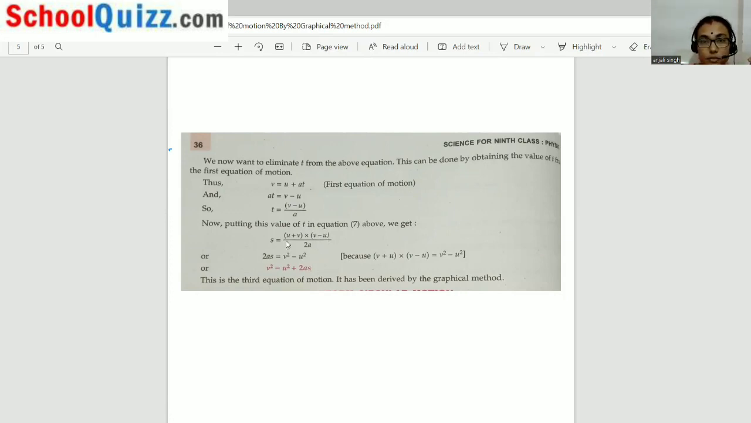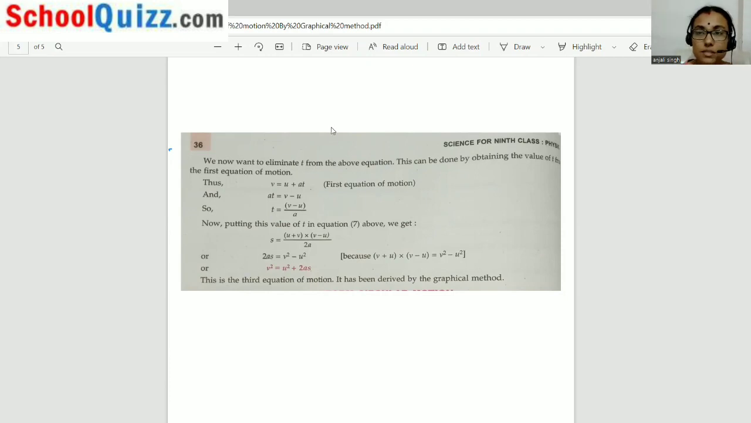Clear? So U plus V times V minus U, it means A plus B times A minus B will give you A square minus B square. So this will be V square minus U square. This will go to that side by cross multiplication. So 2AS is equal to V square minus U square. At last, after rearranging, you will get V square is equal to U square plus 2AS, or V square minus U square is equal to 2AS. That is also the third equation of motion.